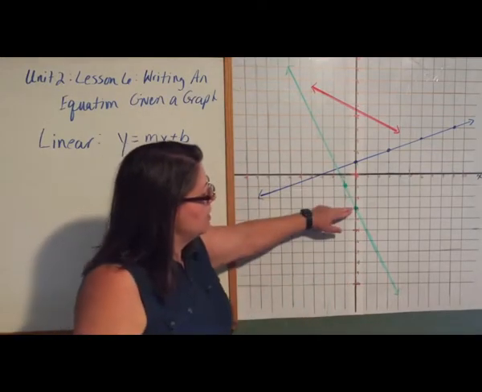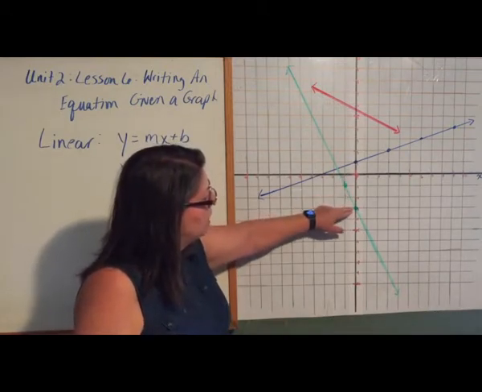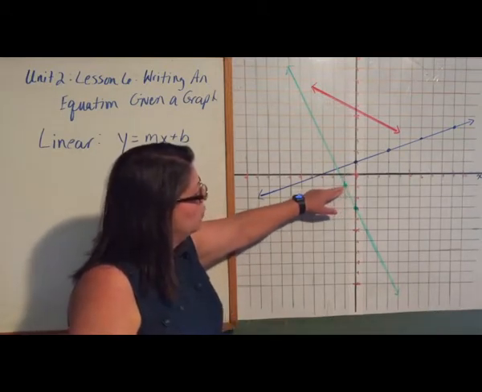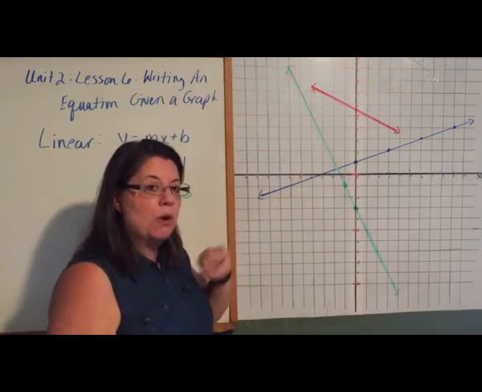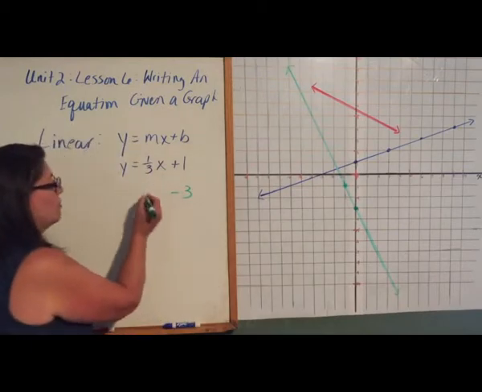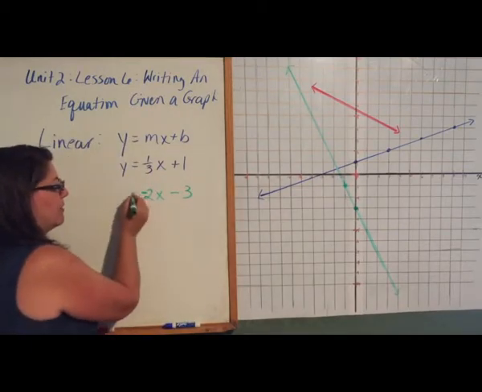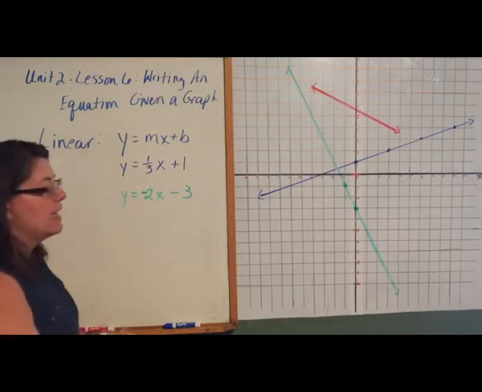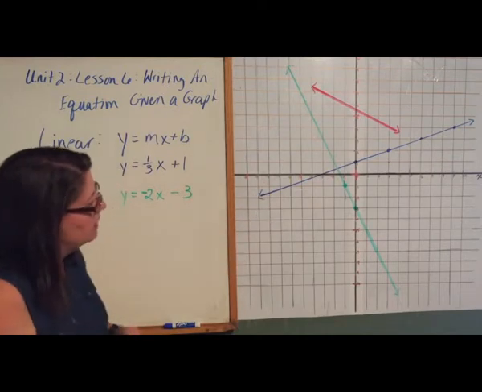So my slope, again, is rise over run. To go from the bottom point to the top point, I would go up 2, left 1. So that's 2 over negative 1. 2 over negative 1 is negative 2. So my slope there is negative 2. I have to remember, I can't forget my x. And so it's y equals negative 2x minus 3 for that linear equation.